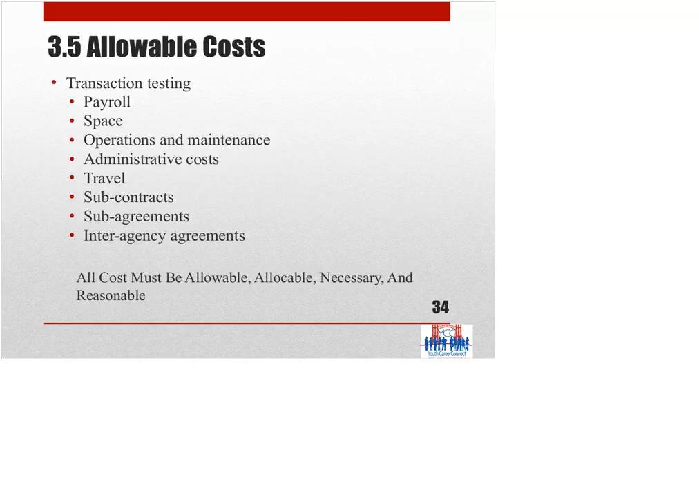The allowability of costs, not only will the FPO look at the policies and procedures, but through the sampling of a series of transactions from a variety of different cost categories, including payroll reports, travel vouchers, subcontracts or subagreements, they will then determine if that particular cost is allowable, allocable, necessary, and reasonable to achieve the objectives of this program.